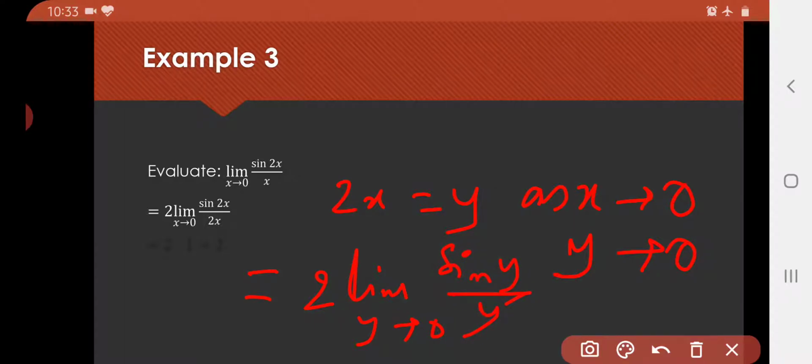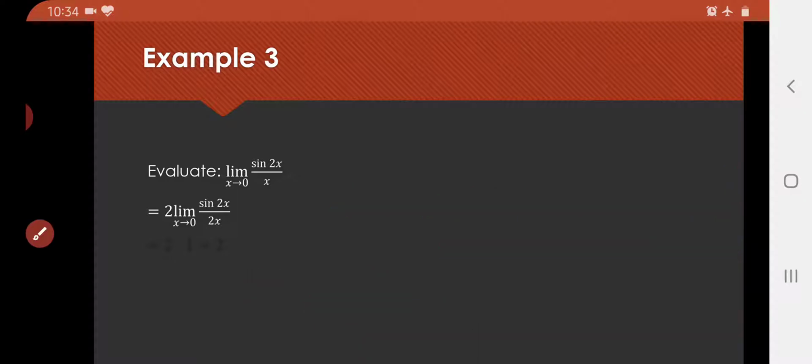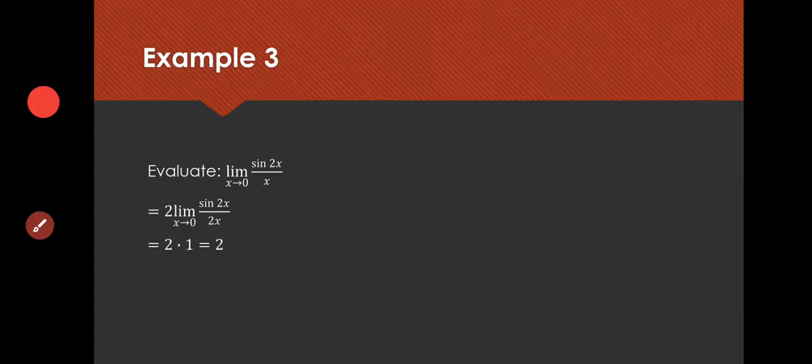I have skipped this step because it is pretty much understood, but at the beginning, as you are solving new problems, it is good that you write these steps. If you write these steps, it will become clear to you. Now your answer is 2 into 1, that is 2. Fine.